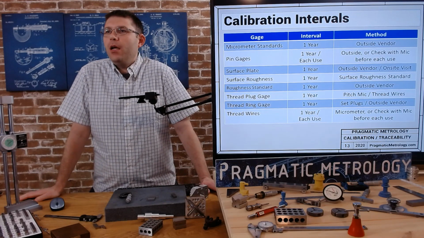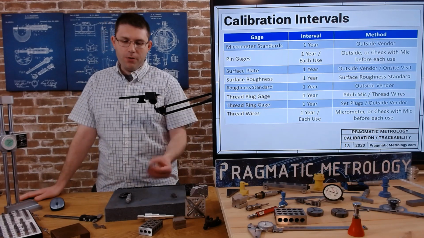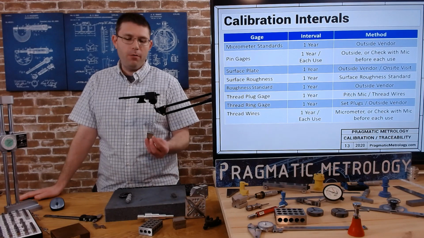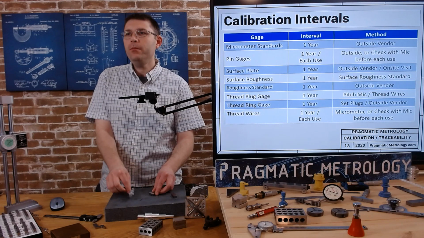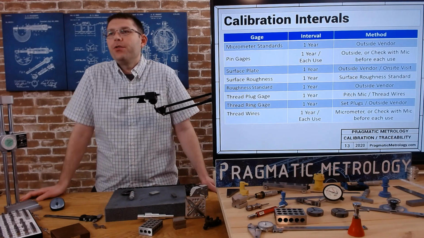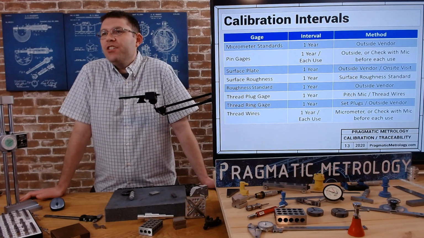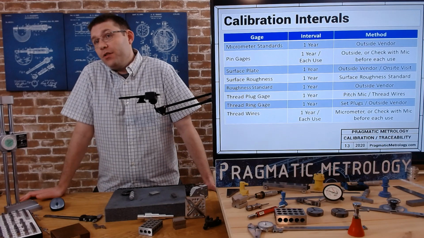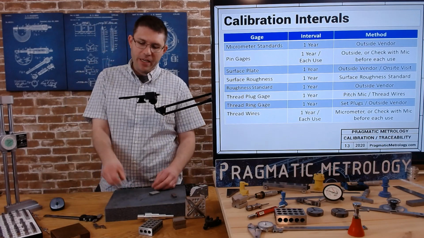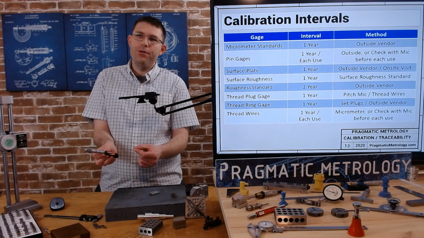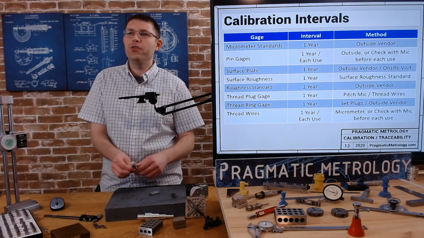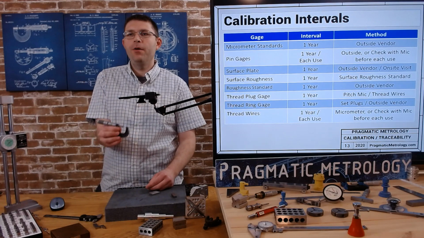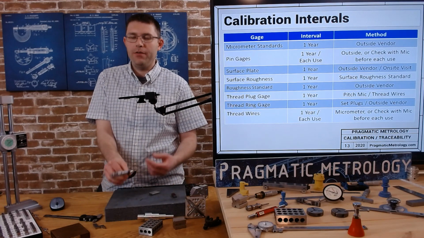Okay. Next up, micrometer standards. So, not a Joe block, but micrometers above 1 inch will come with a standard. Send those out every year to an outside vendor. Pin gauges once a year or each use, as I mentioned. So you could grab a pin gauge and check it with a micrometer before you use it. And if it's still within manufacturer spec, go ahead and use the pin gauge. Use a calibrated micrometer though. You have to be able to trace it.